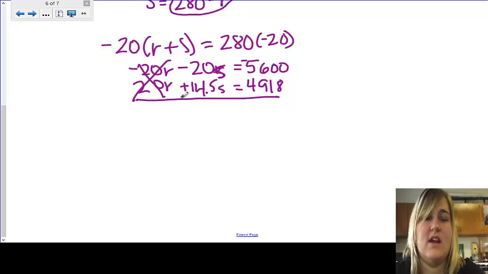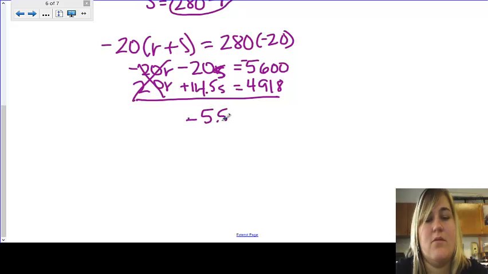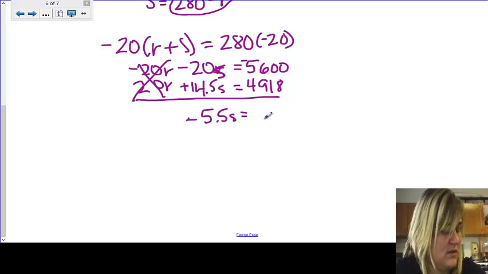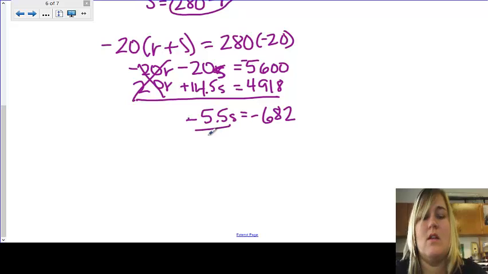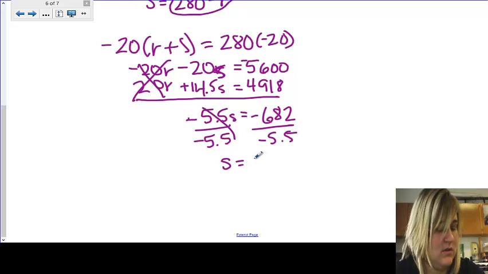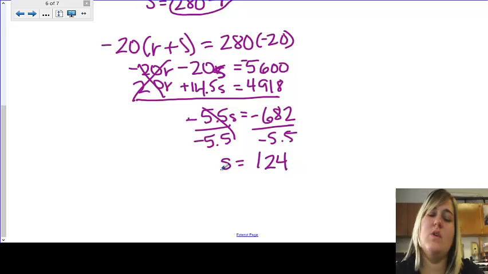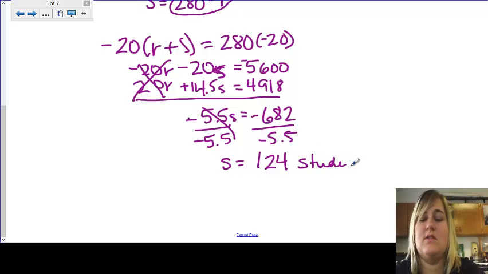So I can add those two together now. I can see that these are going to cancel very quickly. And then I'm going to end up with negative 5.5S equals negative 5,600 plus 4,918, which gives me negative 682. Divide by negative 5.5 on both sides. So I'm left with S equals 124. So this is 124 student tickets, and I believe that's what they asked for.